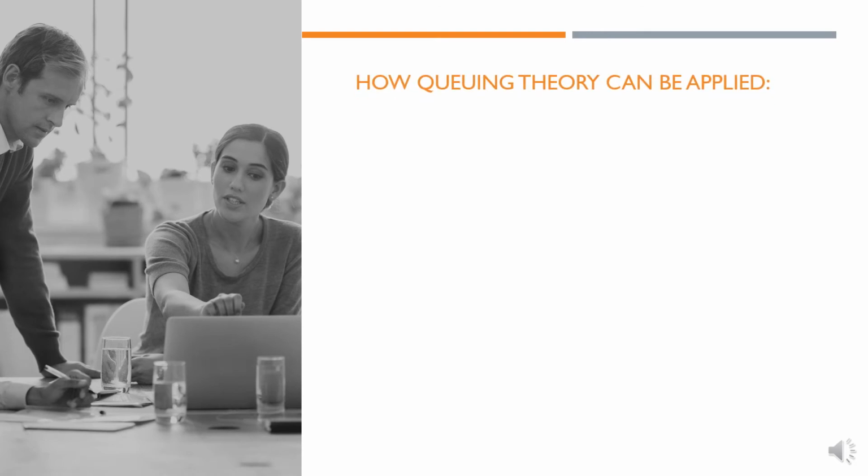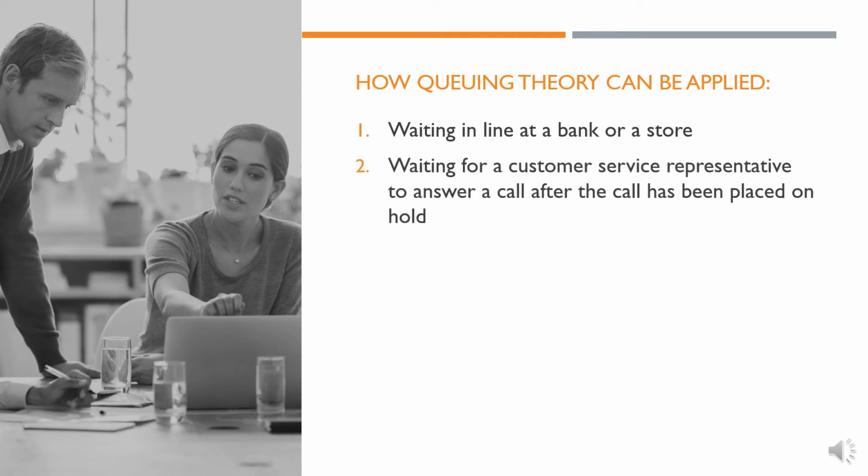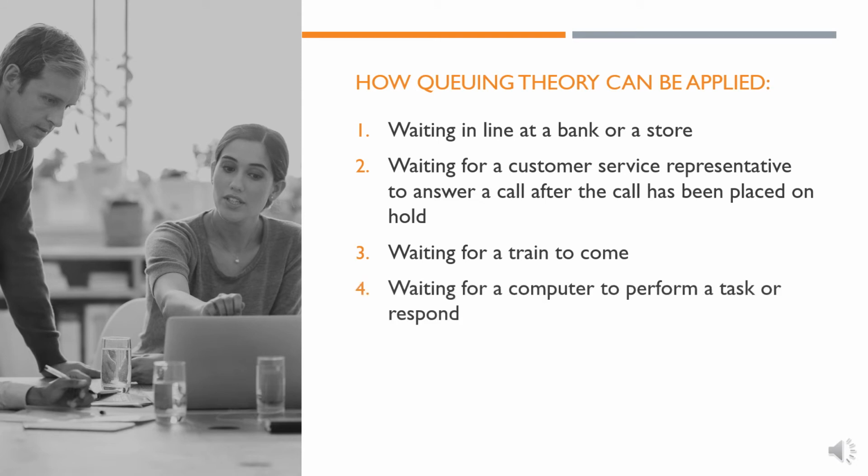So these are the following situations or examples of how queuing theory can be applied. It can be applied while waiting in line at a bank or a store, waiting for a customer service representative to answer a call after the call has been placed on hold, waiting for a train to come, waiting for a computer to perform a task or respond, and waiting for an automated car wash to clean a line of cars.